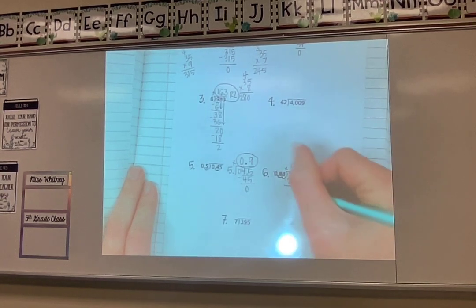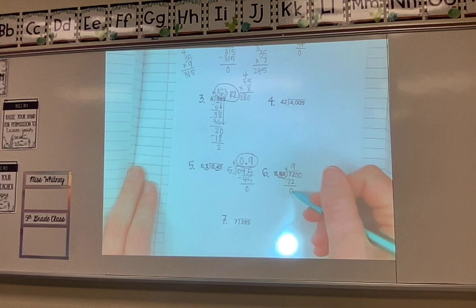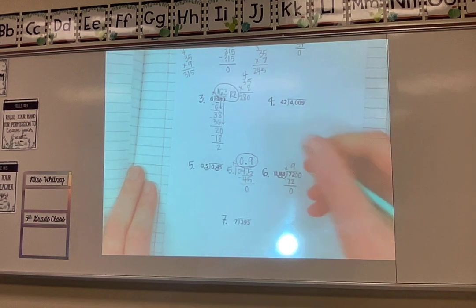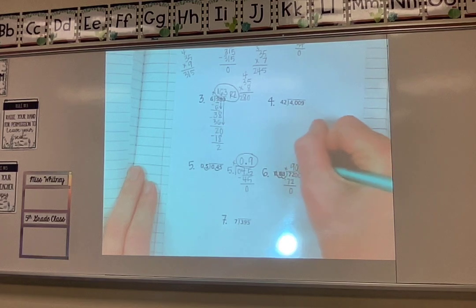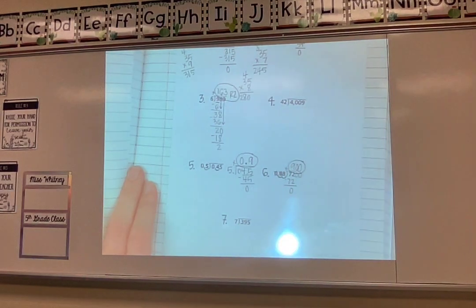Swipe that, which gives me a 0. Once I get to 0, I can check and see. I have 2 more zeros that I could bring down, so I'm going to add them behind my answer. 900. Don't forget to check for those zeros.